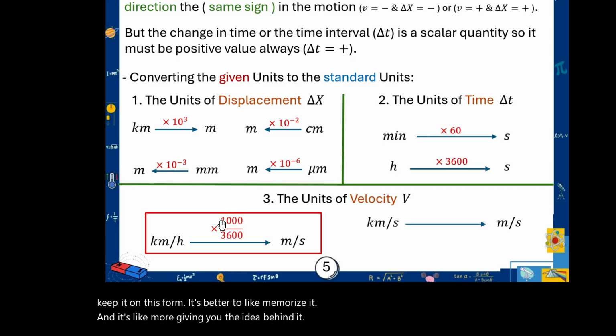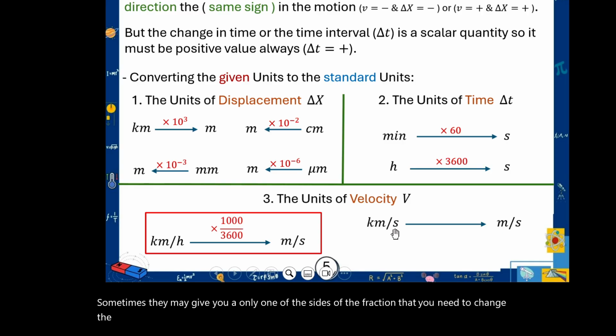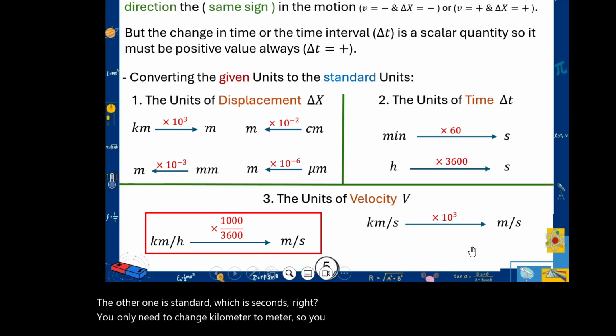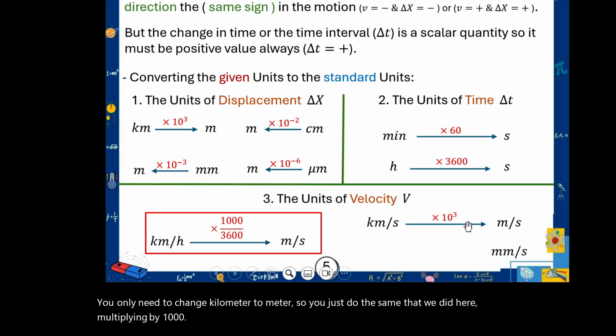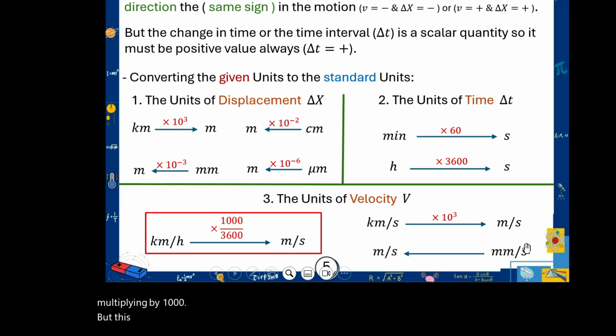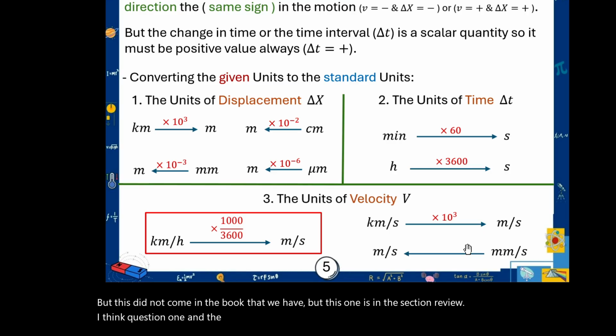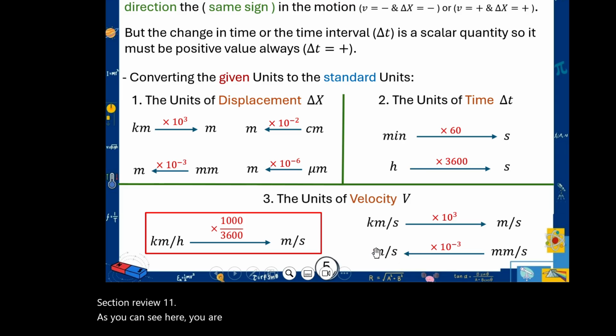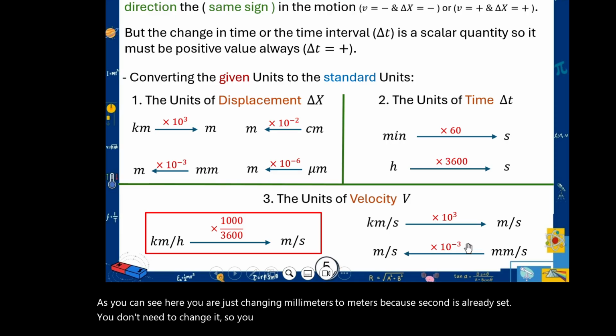Sometimes they may give you only one of the sides of the fraction that you need to change. The other one is standard, which is seconds, right? You only need to change kilometer to meter, so you just do the same that we did here, multiplying by 1,000. This did not come in the book that we have, but this one is in the section review, I think question one in the section review 1-1. As you can see here, you are just changing millimeters to meters because second is already set. You don't need to change it. So you just multiply by 10 to the power of negative 3, or you divide by 1,000.